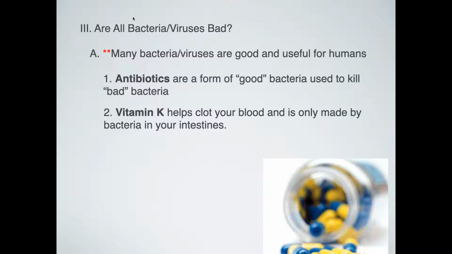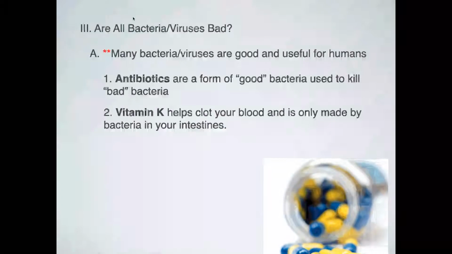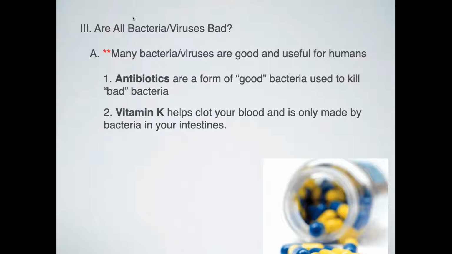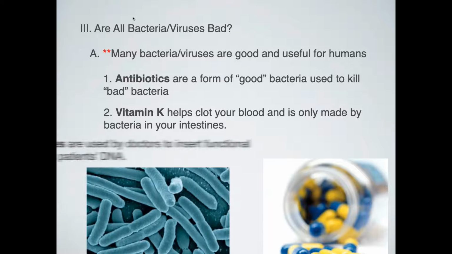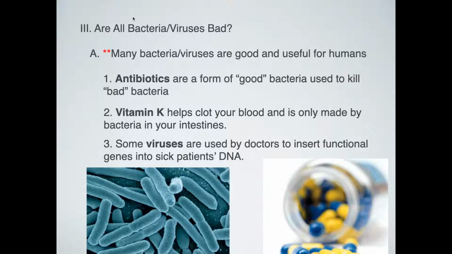Vitamin K helps to clot your blood, and it's made by bacteria in your intestines. If our body were to attack that type of bacteria, our blood wouldn't be able to clot properly. So it's an extremely necessary bacteria. And it's kind of crazy that there's an entire vitamin that we actually need that is just manufactured by microscopic bacteria in our gut.